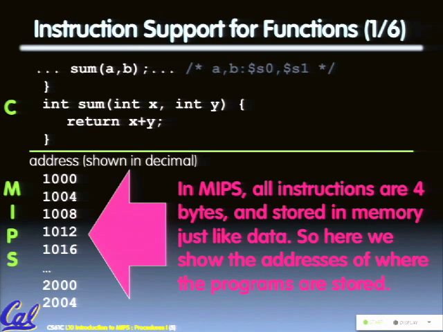You know this fact, but this is hitting it over the head again: from the stored program concept, all of MIPS lives in memory, and each instruction has its own address. So this is what the code looked like. And you might not have realized, by the way, that sum and all your functions, all your subroutines, might live very far away from each other.